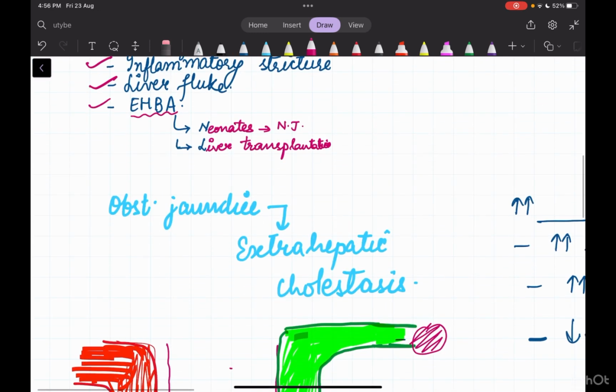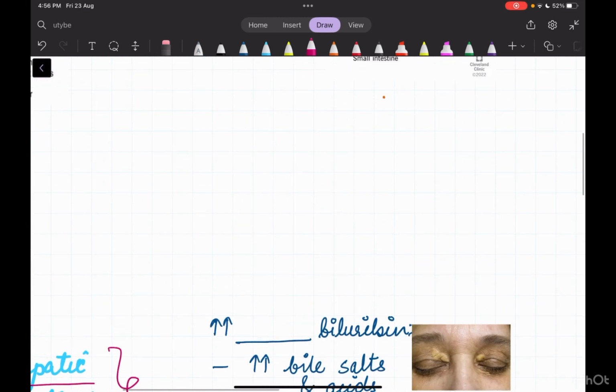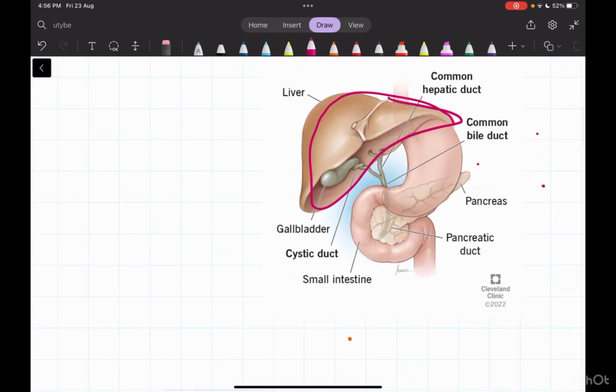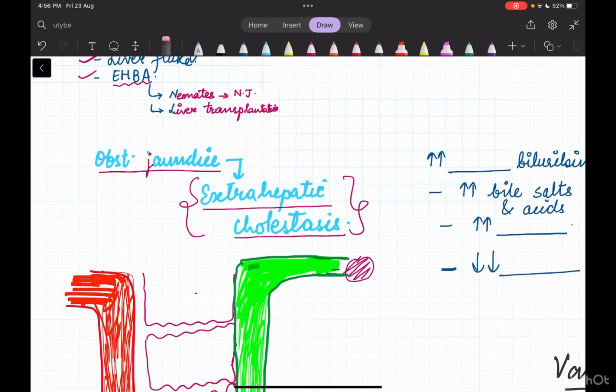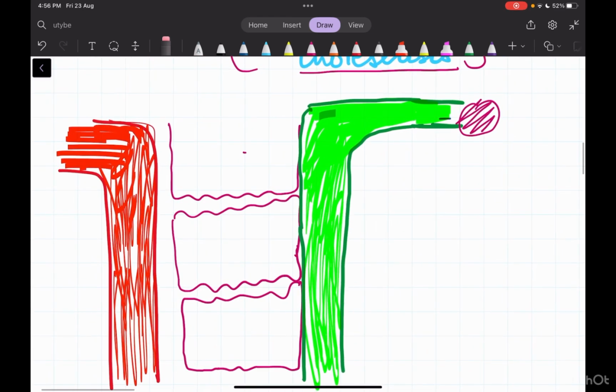Now moving on, here you can see I have written obstructive jaundice. Okay, obstructive jaundice is extrahepatic cholestasis. So there is a problem in something that is outside of the liver, like this is the liver. In obstructive jaundice there is no problem in the liver, the liver is all right, but there's a problem in something which is outside of the liver. Extrahepatic cholestasis, extrahepatic stasis of the bile. Stasis means stagnancy.